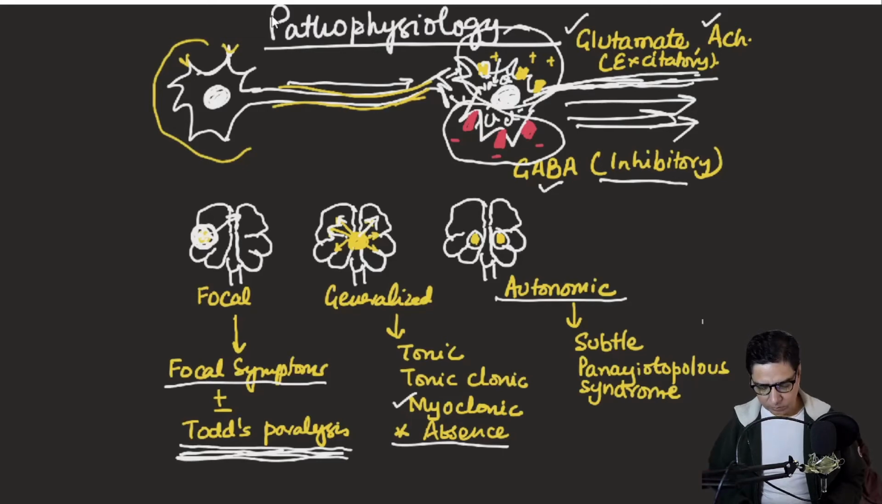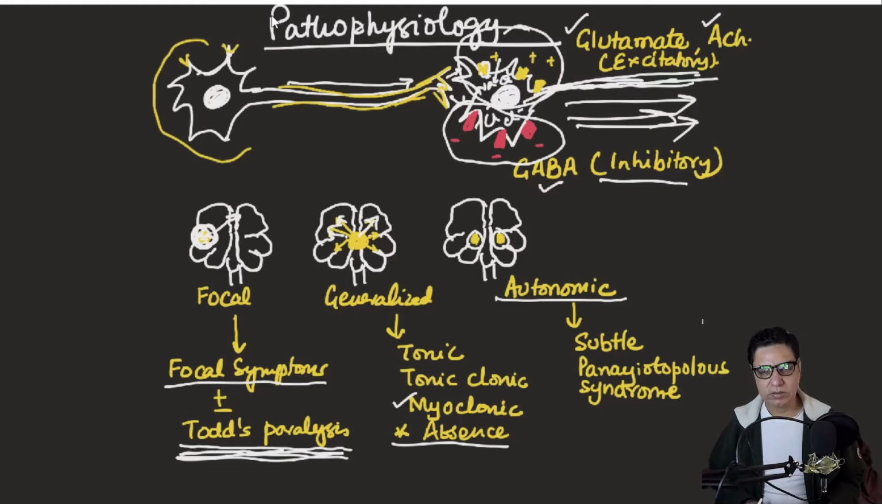Whenever one neuron attaches with the other neuron, there are two types of receptors on the surface of the neurons. One is known as the excitatory receptors, and the other is known as inhibitory receptors. Very simple: excitatory and inhibitory.